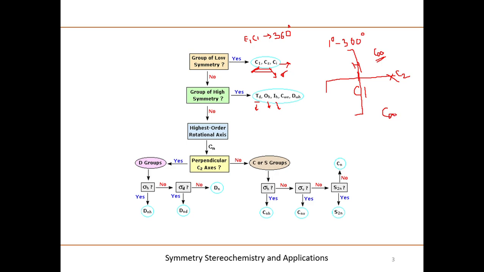Now let's talk about the plane of symmetry. As you can see here, the horizontal plane is also absent. So now we can check the vertical plane. Here we have infinite vertical planes. Infinite vertical plane is present, so we can write here C infinity V. So this is the point group we have here, C infinity V.